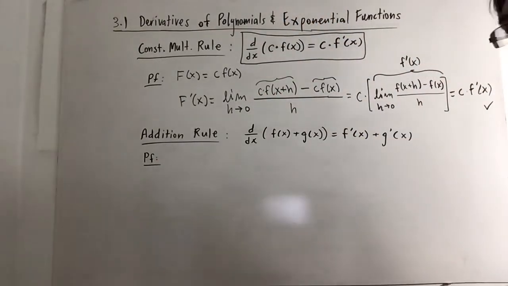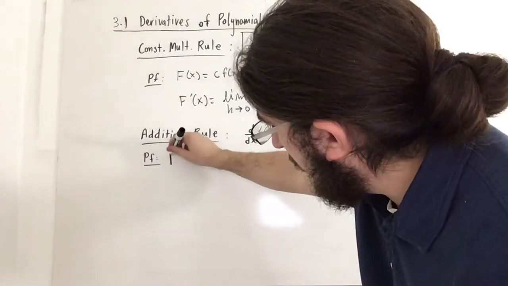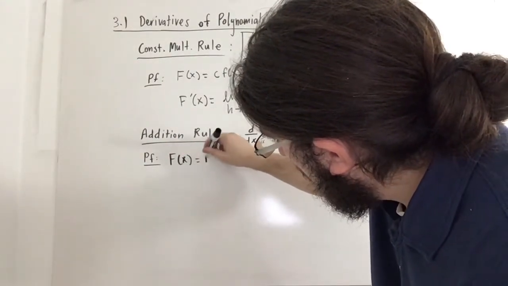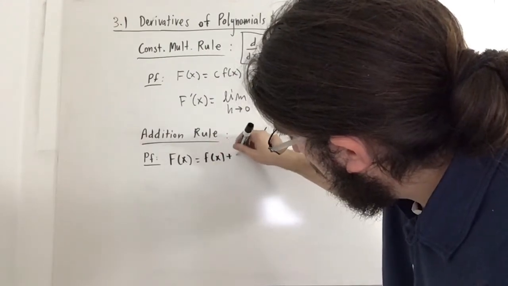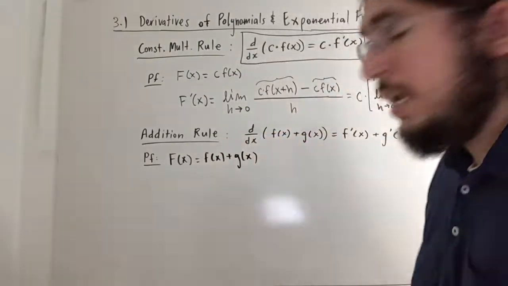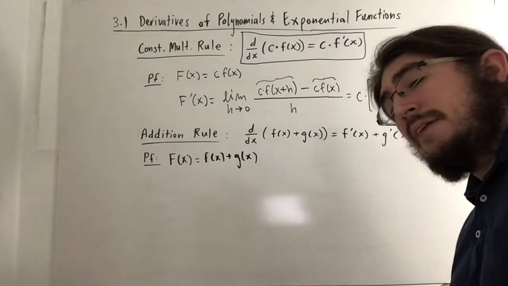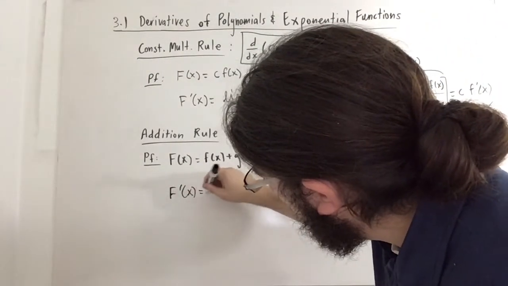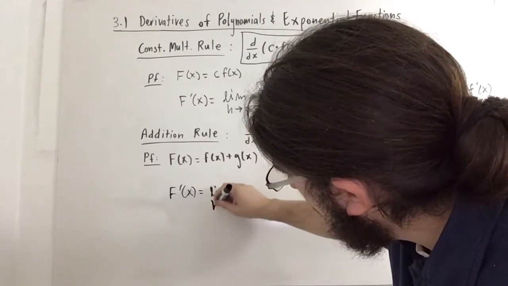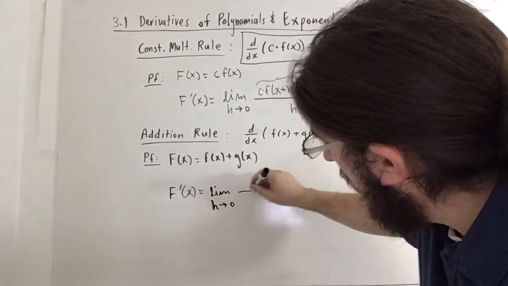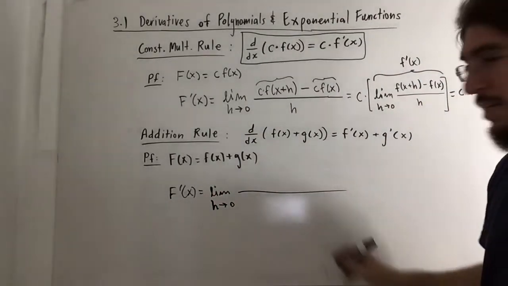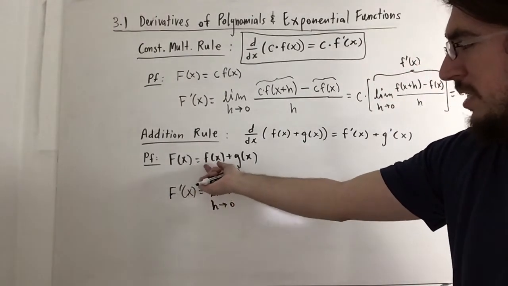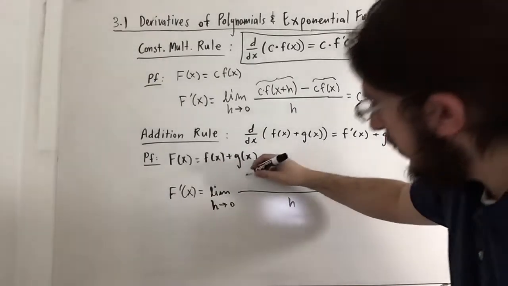It's going to be fairly similar. We're going to call capital F of x equal to f of x plus g of x. And then we're going to attempt to find capital F prime of x using the definition of derivative. So it's the limit as h goes to 0 of, all over h, f of x plus h, which is just f of x plus h plus g of x plus h.